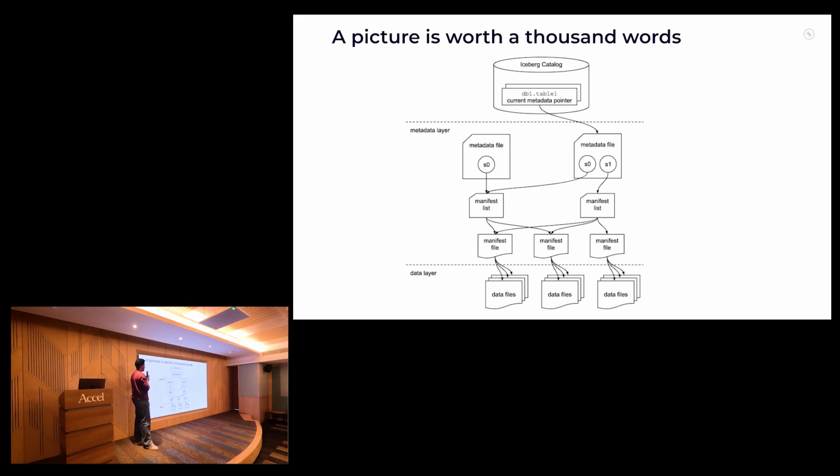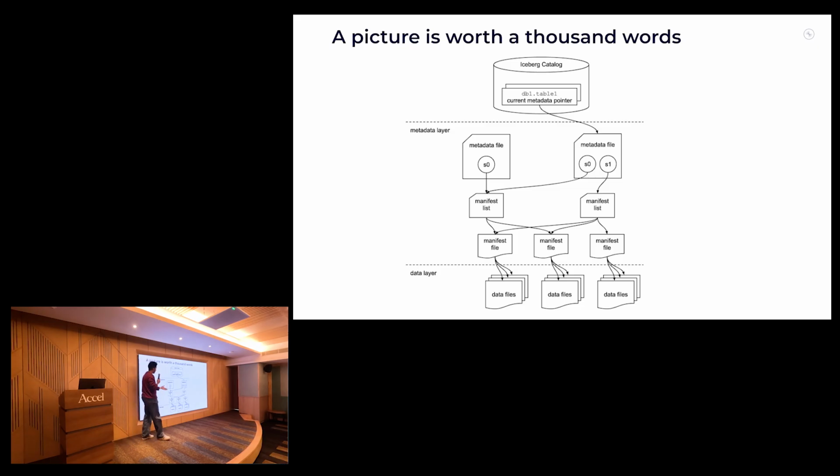Given that the user hasn't specified any specific snapshot, it will start reading from snapshot 1, which is the latest snapshot. It will download the latest manifest list for that snapshot. Even at this manifest list level, you will have aggregated column stats, like aggregated min and max. So if the manifest list says there is no data file within your range, then we can stop the query there. You don't need to go any further.